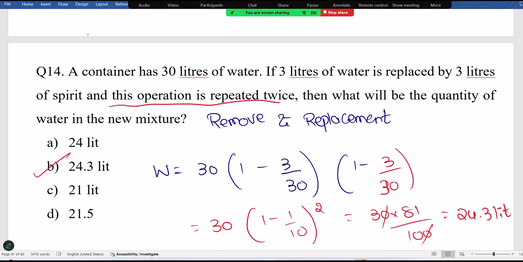If they mentioned 2 more times, we have to do whole cube. If the question says 2 more times, do whole cube. Here they only said totally twice, right?